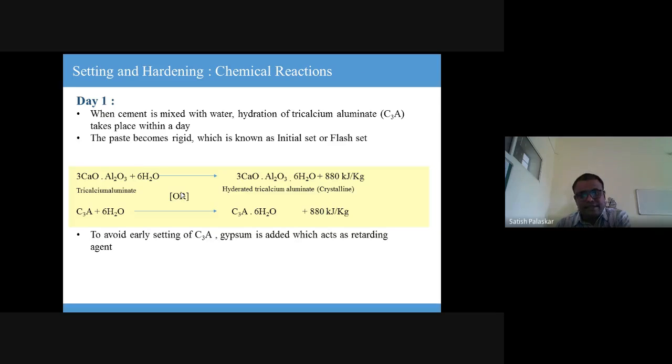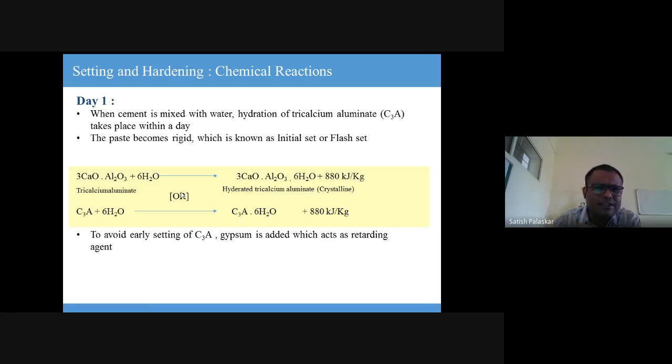To avoid early setting of C3A, a small quantity of gypsum is added, which acts as a retarding agent. If we have to prolong this reaction, what will we do? We will add a small quantity of gypsum, which will retard this reaction. So the rate of gain of strength will be retarded.